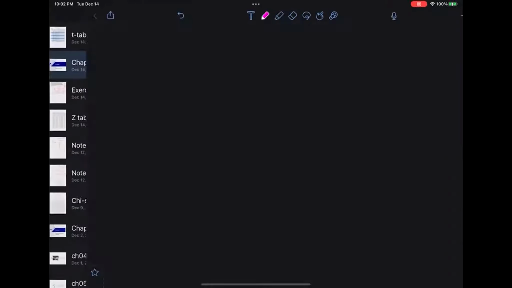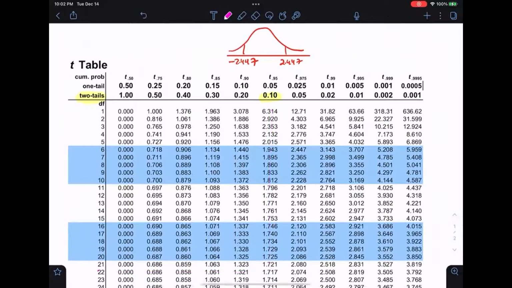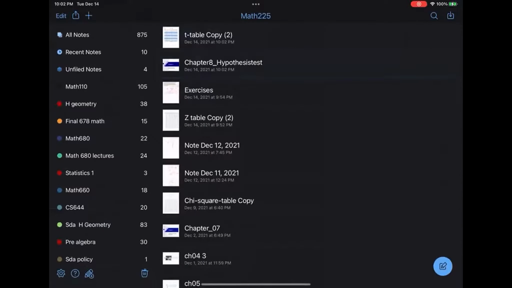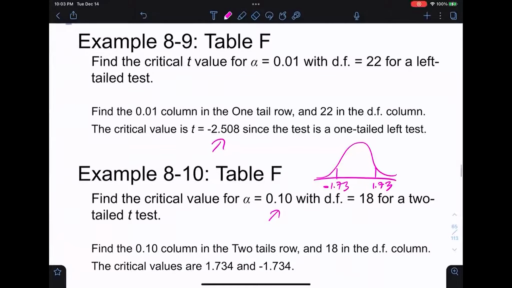This is 18 degrees of freedom. How many degrees of freedom did I put? I put 22. It's 18, right? 18 and 0.10. So you can see clearly that it is 1.734. Sorry about that. 1.734. Anyway, that's the result, right? That's very easy. You guys can do that.